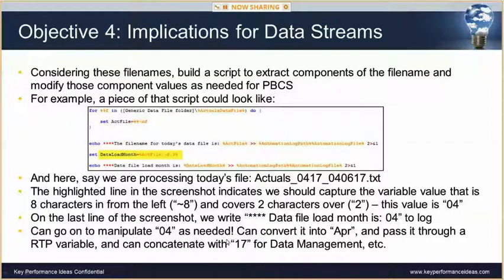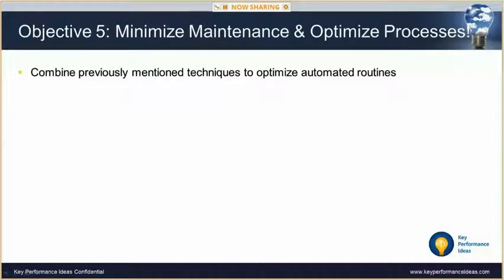We can then go ahead and manipulate that. We can convert it into APR, pass it through runtime prompts, concatenate it with 17 for data management, whatever we need to do. So just a little bit more of the complexities.